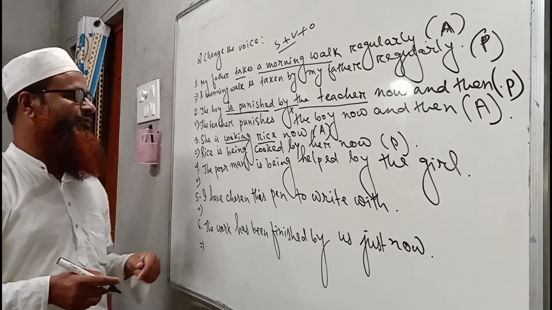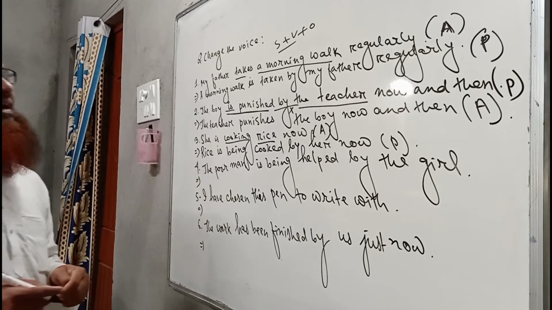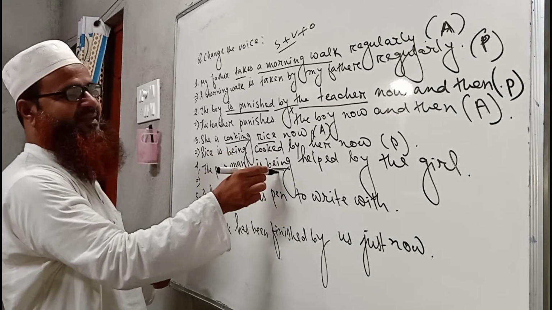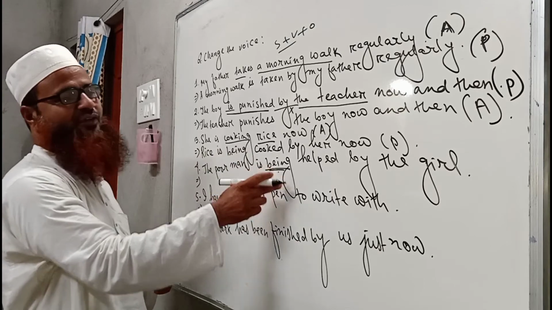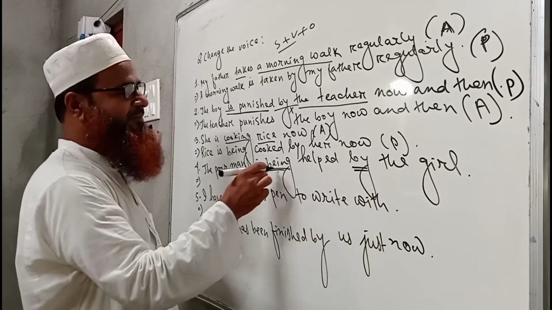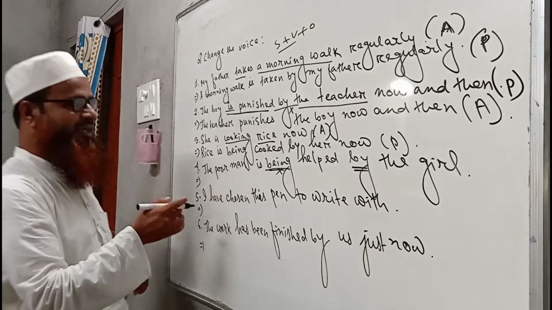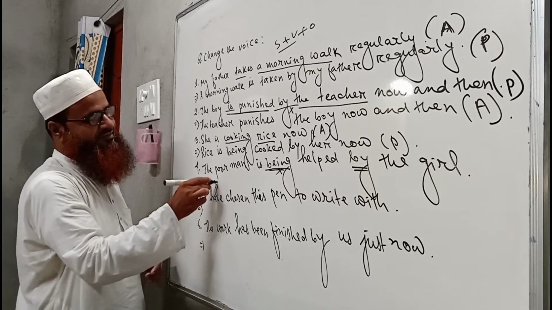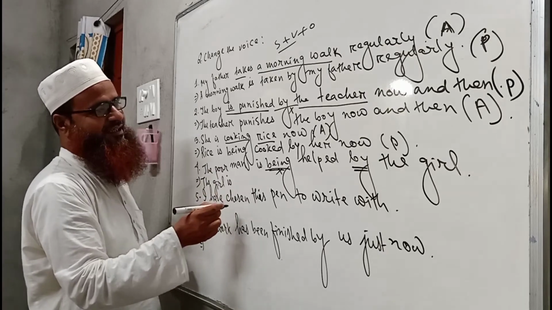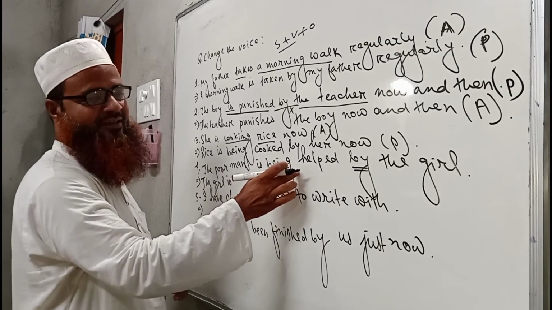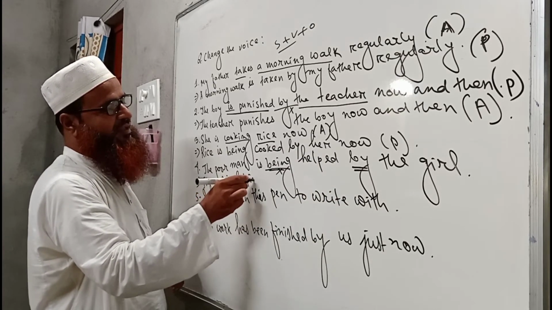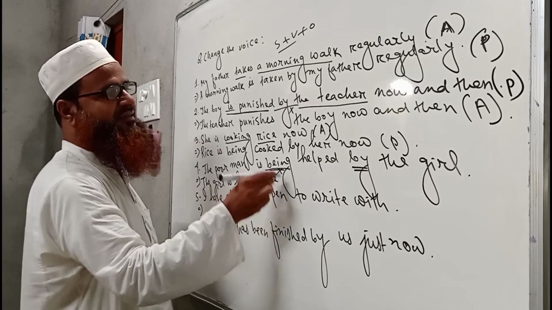The poor man is being helped by the girl. Now we can see this structure is present here. That is why it is in passive voice. So we have to change it into active, and we have to drop by and being. The girl will become the subject here. As it is in the present tense, the girl will take is with it. And as there is being, the verb will take ing with it. The girl is helping the poor man.